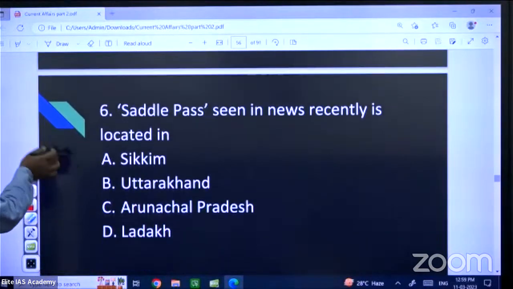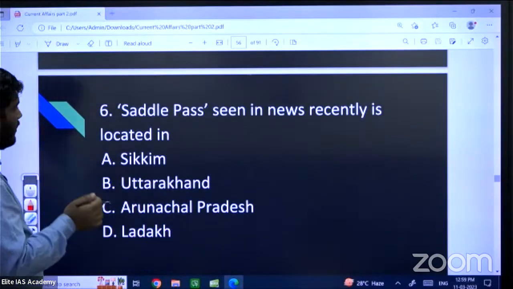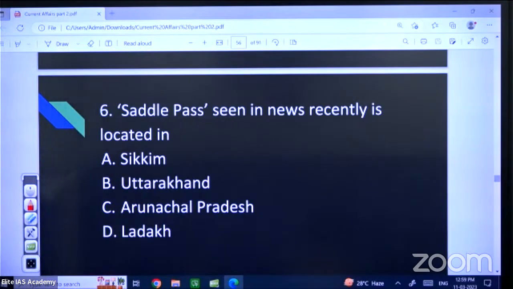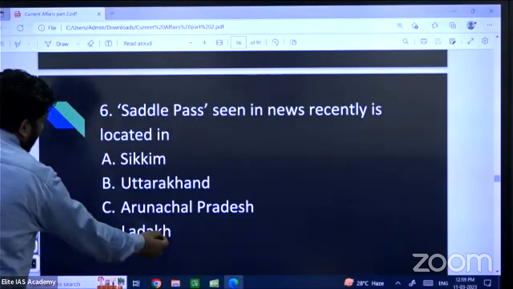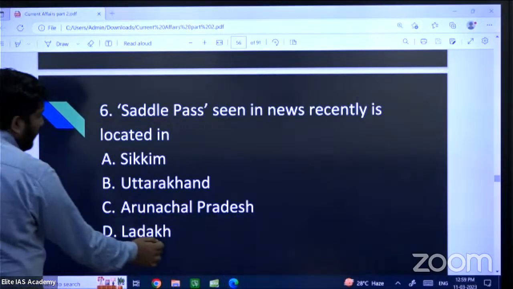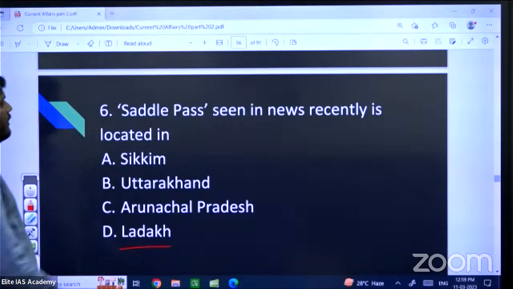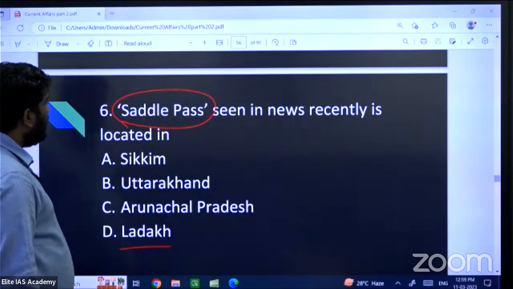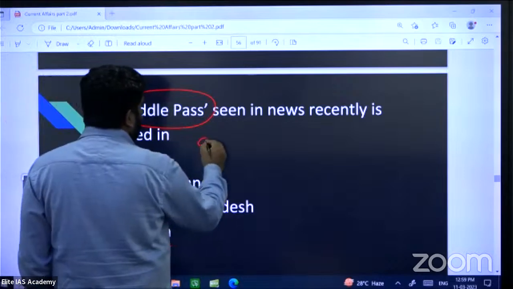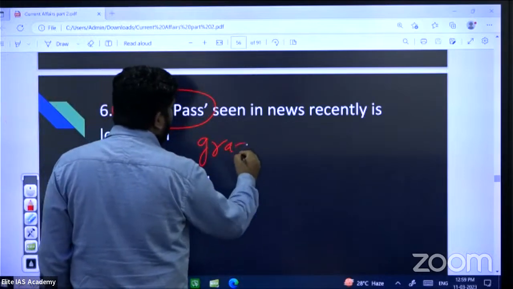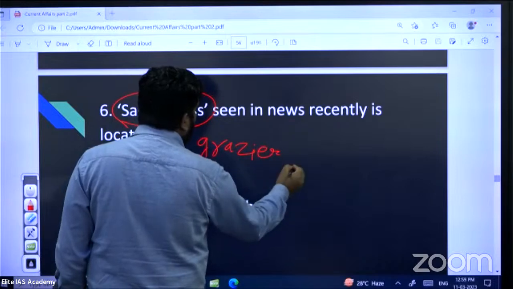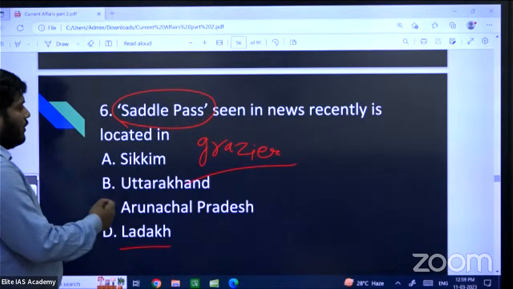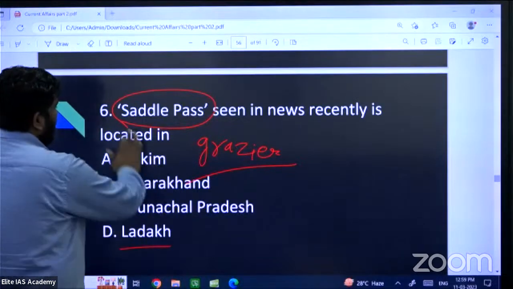Saddle Pass. A pass is the gap between two mountains so that people can cross. Seen in the news recently, is it located in Sikkim, Uttarakhand, Arunachal Pradesh or Ladakh? It is in Ladakh. Why is it in the news? Because near this pass, some Chinese intruders have been seen by the graziers. The people who graze goats and so on saw some Chinese intruders here, and they informed the government. So that's why it is in the news, Saddle Pass, and it is in Ladakh.